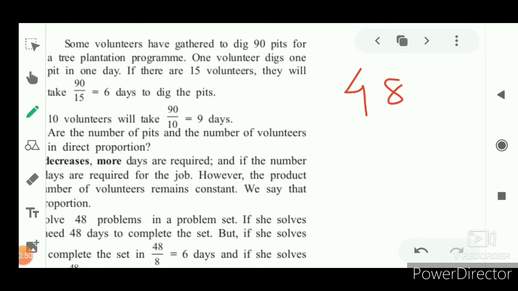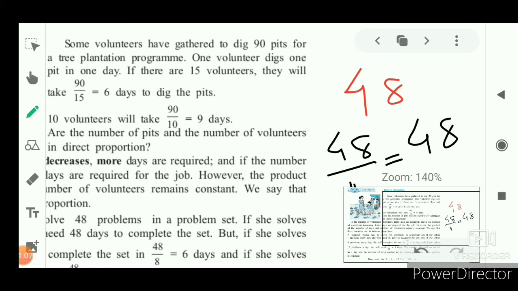Sudha has to solve 48 problems. So if he solves one problem in a day, then he will take 48 divided by 1 problem in a day. Then he will require 48 days to complete a problem set, right?